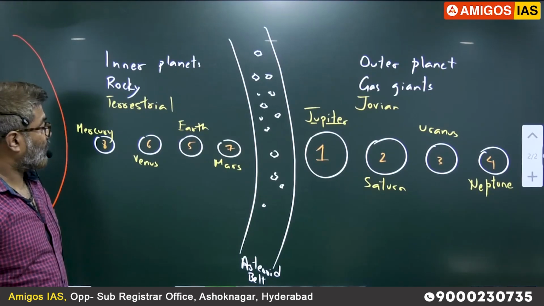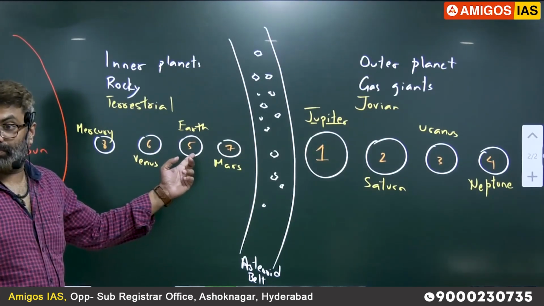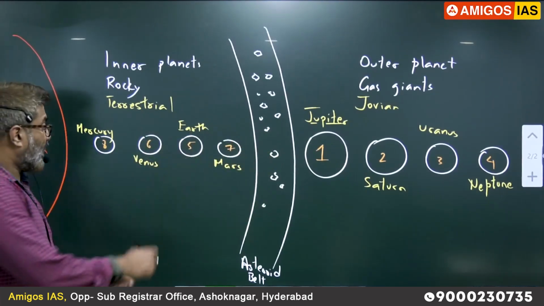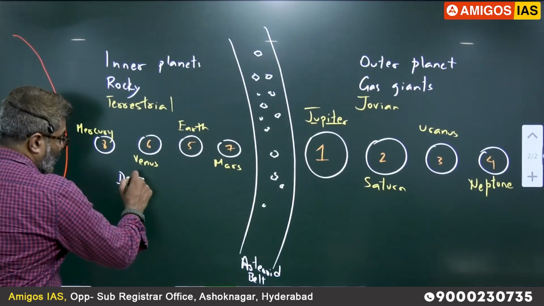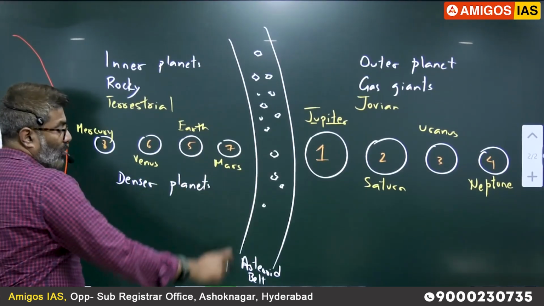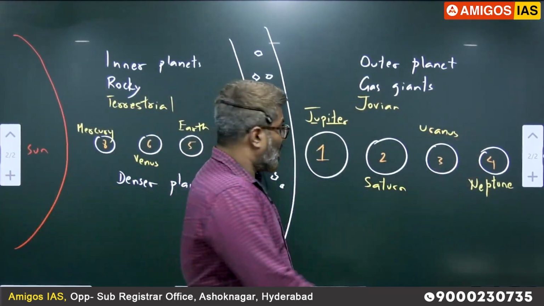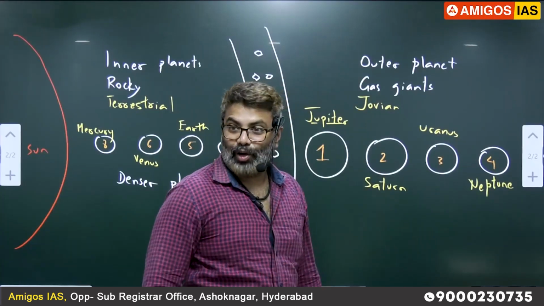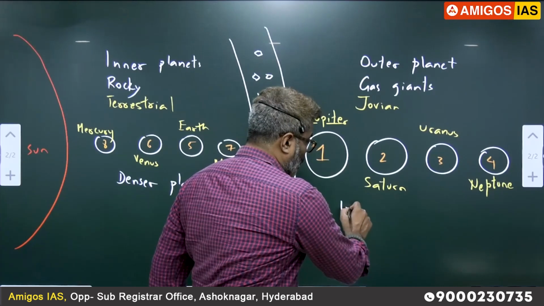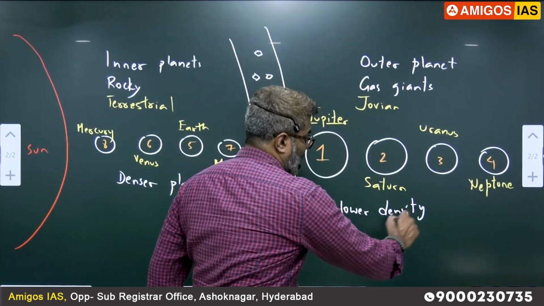Okay, so remember this. Among these, Earth has the highest density. Which is the highest density among all the planets? Earth. So they are denser planets. But these are all big in size, but low density. Saturn has the lowest density of all the planets. Which has the lowest density? Saturn. So lower density planets.